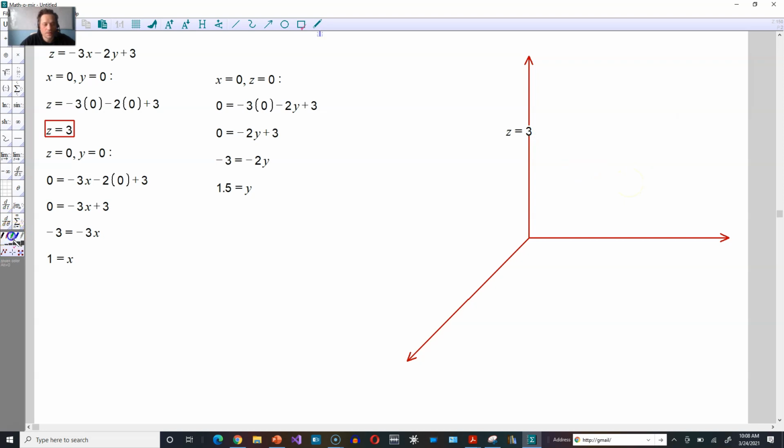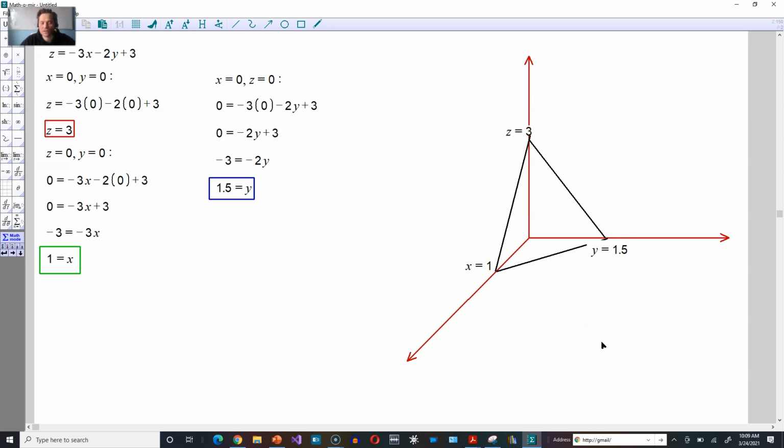Remember, we'll do this in green, that x has the value 1. So somewhere down here, just mark x equals 1. Lastly, also remember y has the value 1.5. So somewhere over here, mark y equals 1.5. And from there, just connect all of these with lines. It's going to go basically from here to here, then from here to here, and then from here to here.